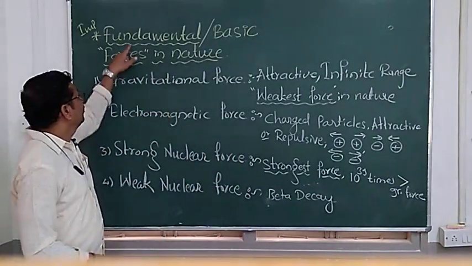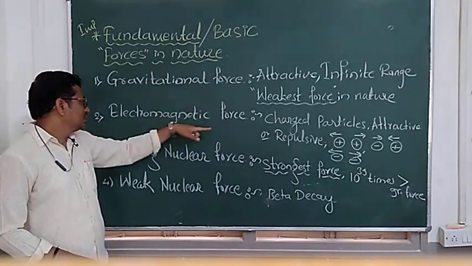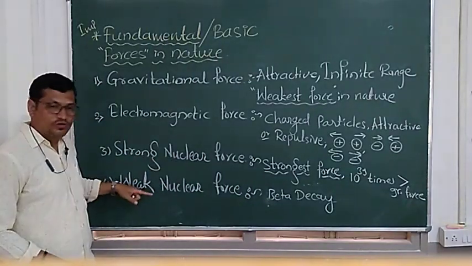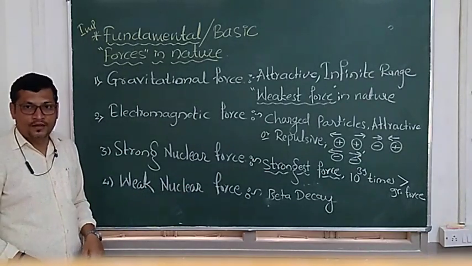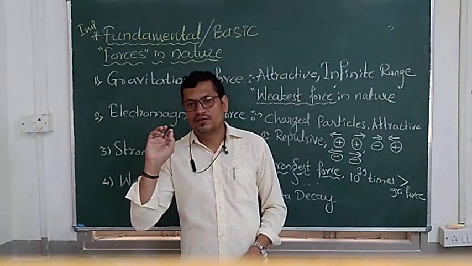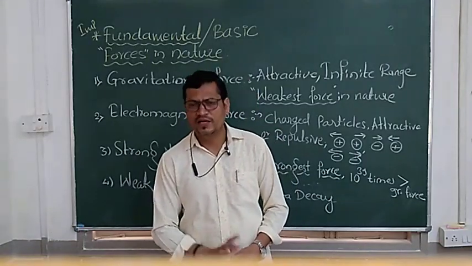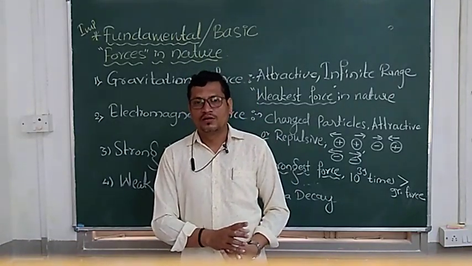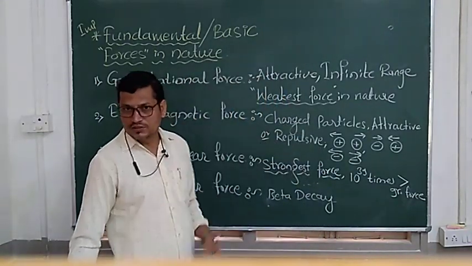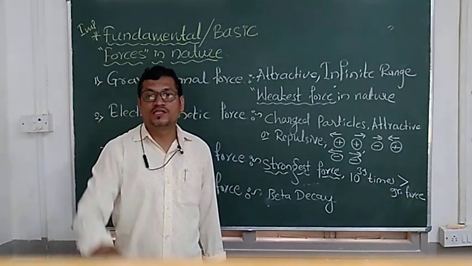So these are the fundamental forces in nature. First one is gravitational force. Second one is electromagnetic force. Third one is strong nuclear force, and fourth one is weak nuclear force. Don't forget this. 99% this question will come in your exams. Many times this is asked. If you open the previous year question papers, this question is common. They may ask, write the strongest and weakest force in nature.